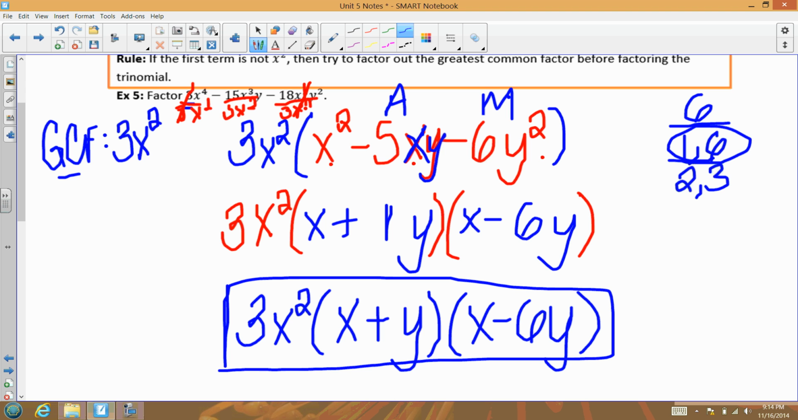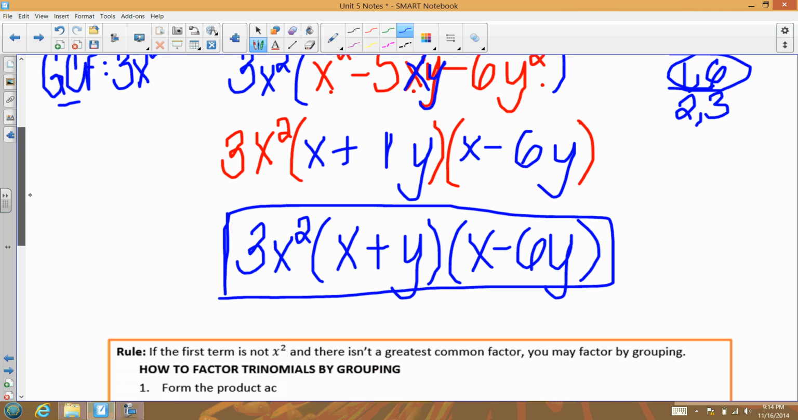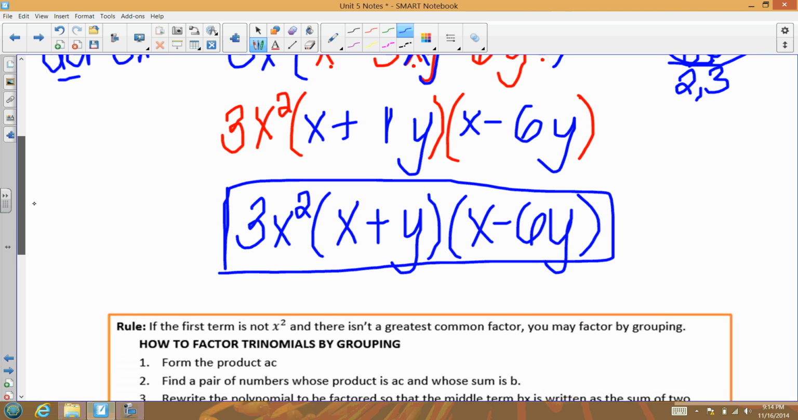And again, you can multiply it out and just double check that it actually does work. Keep in mind too, it doesn't matter the order that you write these factors. So if I wrote x minus 6y and then x plus y, that's absolutely fine because multiplication is commutative.